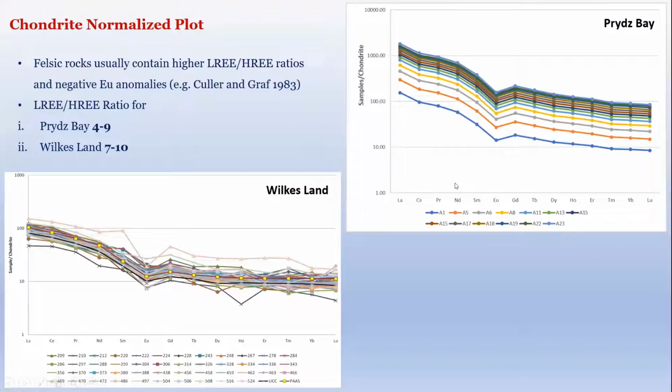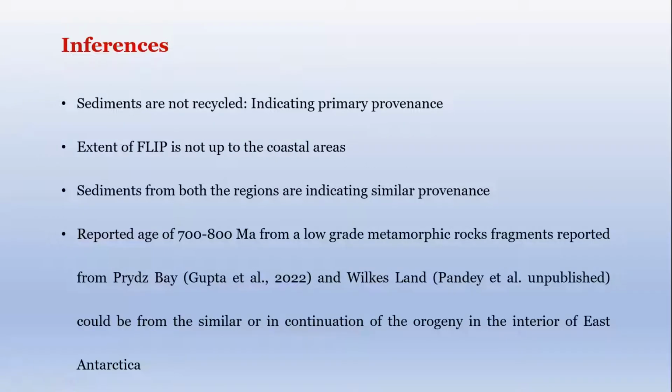And from this discussion, I can conclude that the sediments from both the regions are not recycled and indicate the primary provenance. And the extent of the Ferrar Large Igneous Province in Wilkes Land does not extend to the coastal areas, but only a little bit in the interior of Wilkes Land. And the sediments from both the regions are showing a similar kind of provenance, that means felsic to intermediate kind of rocks are present in the interior.